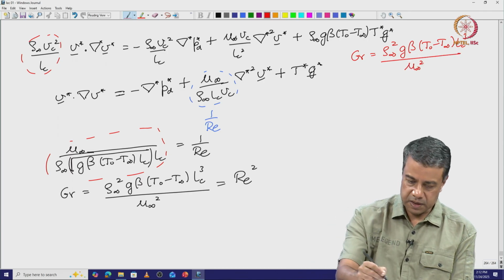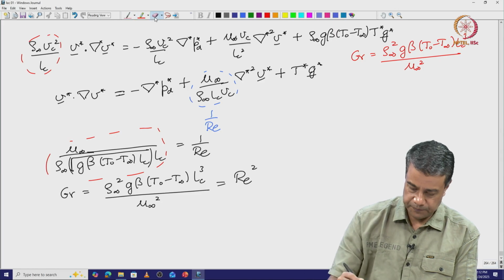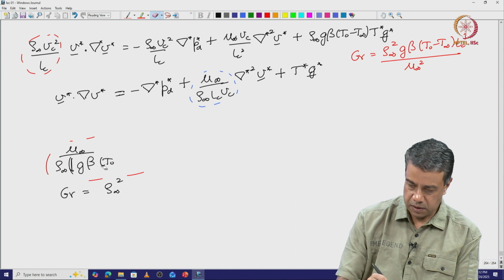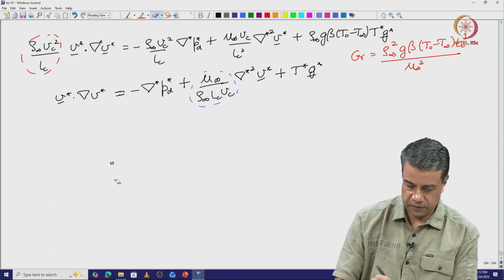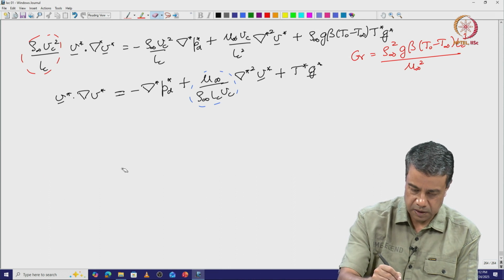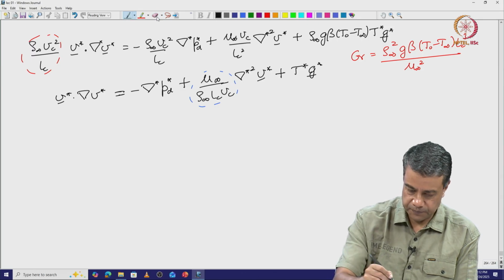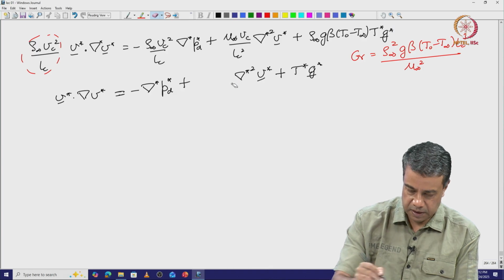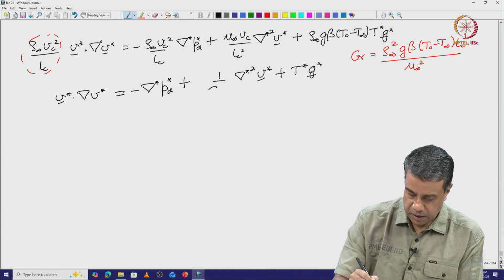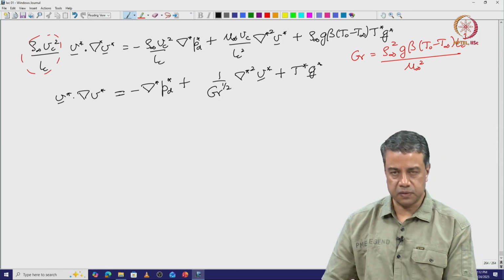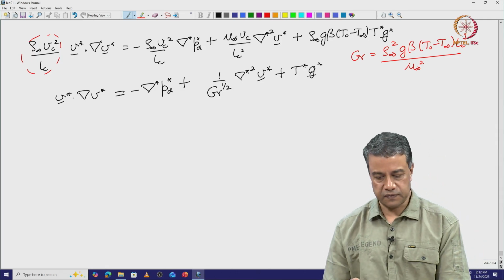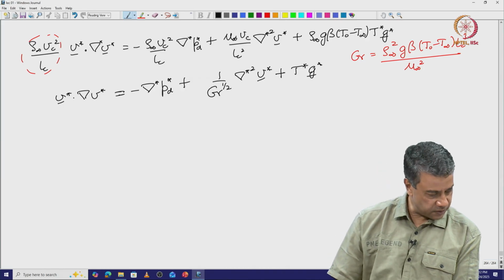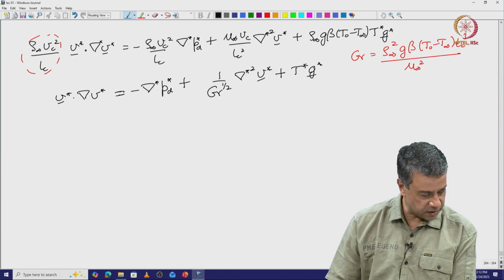Based upon this, it is a square of a Reynolds number. Therefore, this 1 over Reynolds number here can be written basically as 1 over Grashof number to the half power. This is the momentum conservation equation.